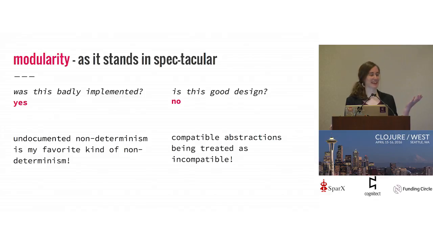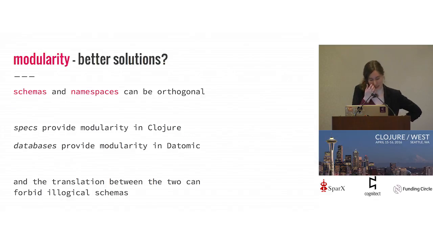Because half the time you'll get an error because it wasn't the spec it was expecting, and half the time it'll just let it happen, right? And then it's not good design either, right? Because these aren't incompatible abstractions, but they're being treated as incompatible by spec-tacular. And what's worse is that there's really quite a simple solution, right?